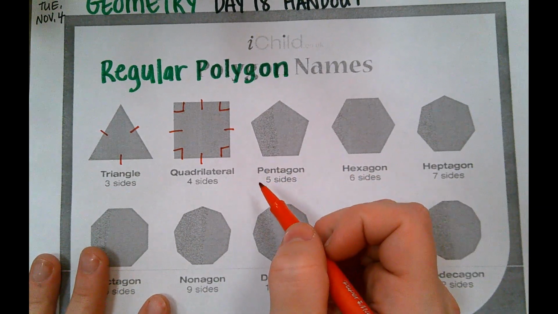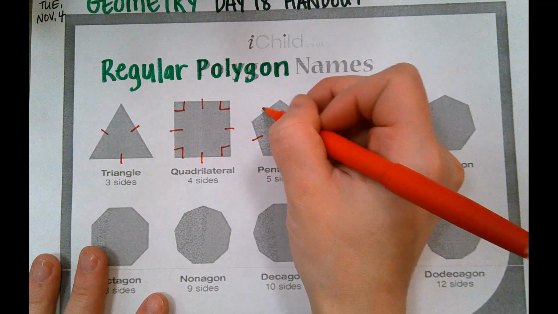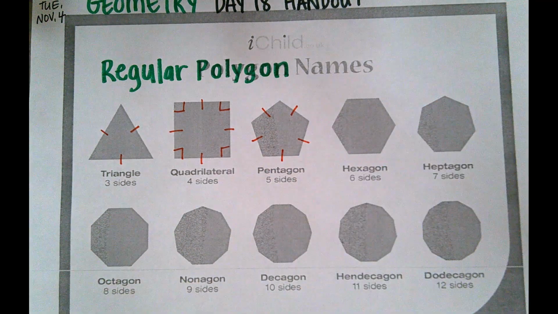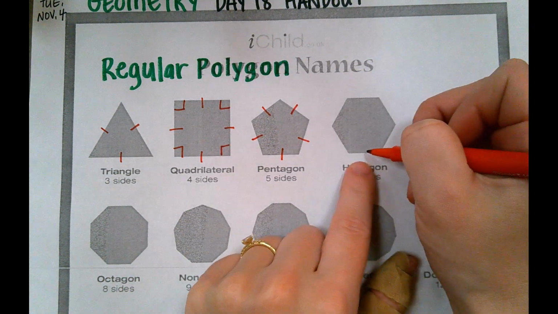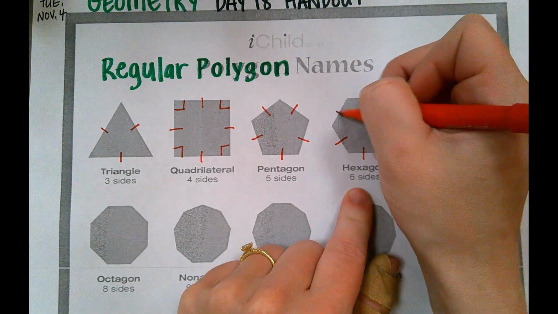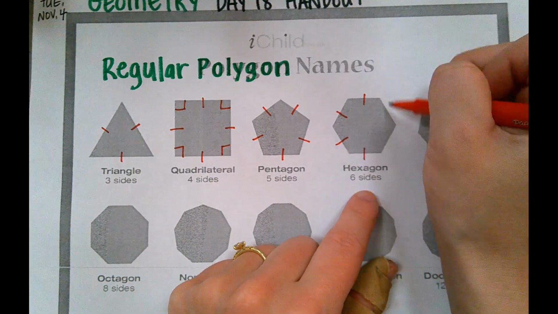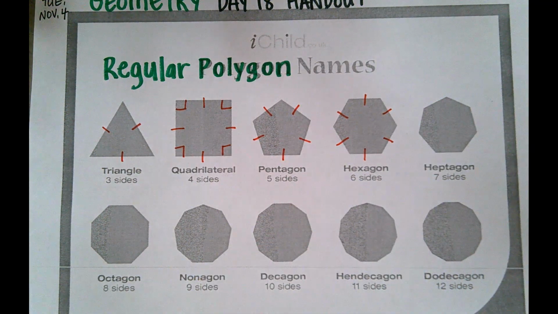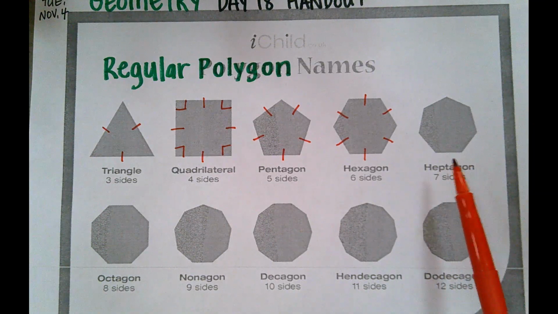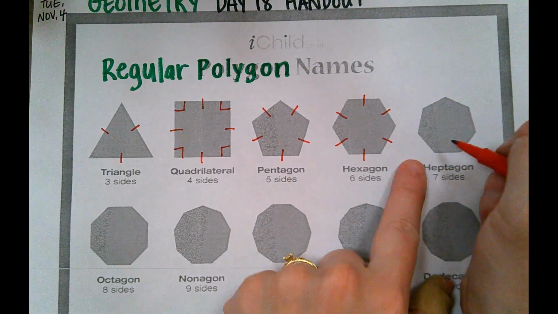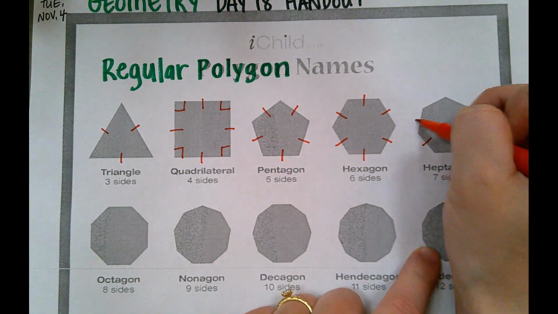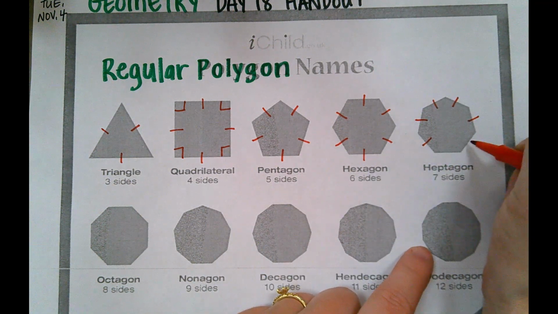Pentagon, 5 sides. 1, 2, 3, 4, 5. All of them are the same length. Hexagon, 6 sides, and this is a great way to count your sides by creating those tick marks. 1, 2, 3, 4, 5, 6. Now, many of you have heard, I'm sure, of some of these shape names. Have you ever heard of a heptagon? That's one I feel like a lot of people have never heard of. Heptagon, that one's got 7 sides.